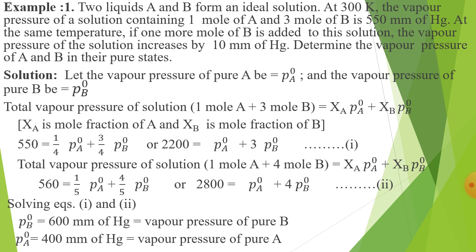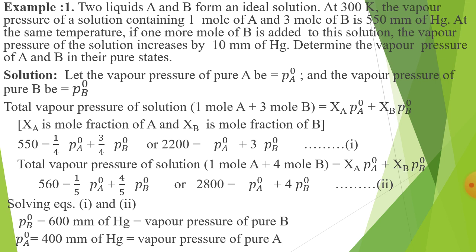Now examples. 1. Two liquids A and B form an ideal solution. At 300 Kelvin, the vapor pressure of a solution containing 1 mole of A and 3 moles of B is 550 mmHg. At the same temperature, if 1 mole of B is added to this solution, the vapor pressure of the solution increases by 10 mm of Hg. Determine the vapor pressure of A and B in the pure state.